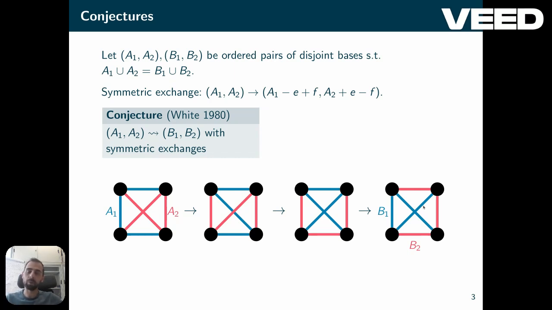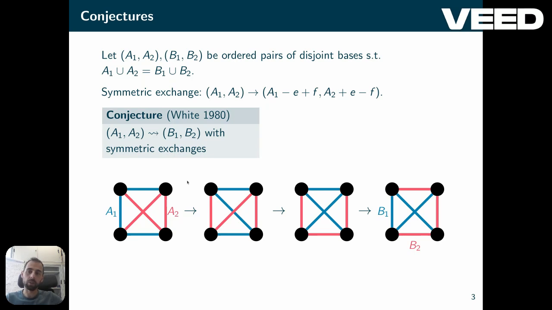And this problem was posed by White in 1980, and White conjectured that such a sequence always exists if the union of the bases in the starting and in the target pairs are the same. Okay, so this is clearly a necessary condition because while we are doing the exchanges, the set of elements covered by the union of the two bases will not change. So this is clearly a necessary condition.